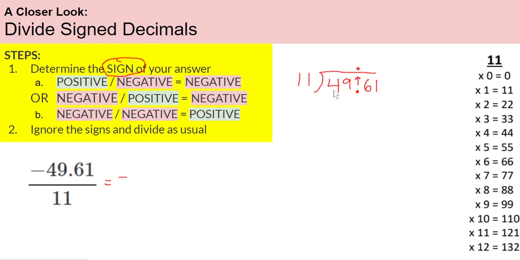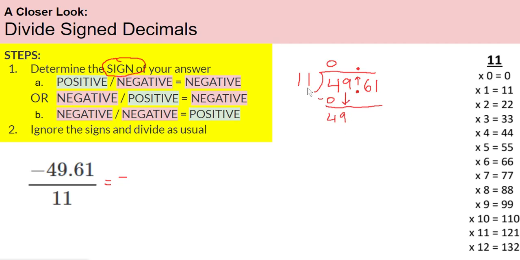First thing we have to do, 4 divided by 11. How many times can 11 go into 4? Which number is closest to 4 but not bigger than it? There is none, it would be 0. 11 cannot go into 4, so 11 times 0 is 0. Sometimes you don't even have to do this, you can skip to 49, but I'm going to do this. 4 minus 0 is 4. Let's bring down the 9.